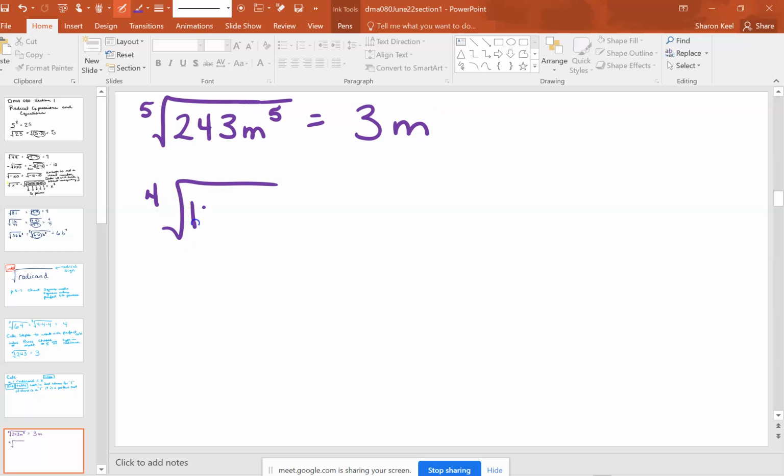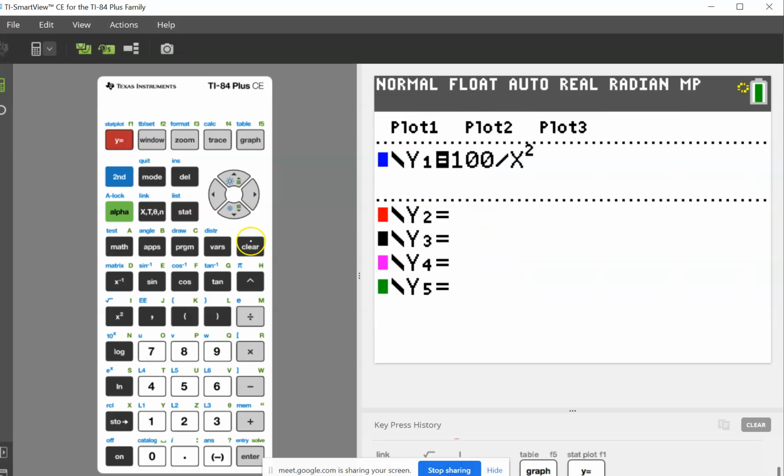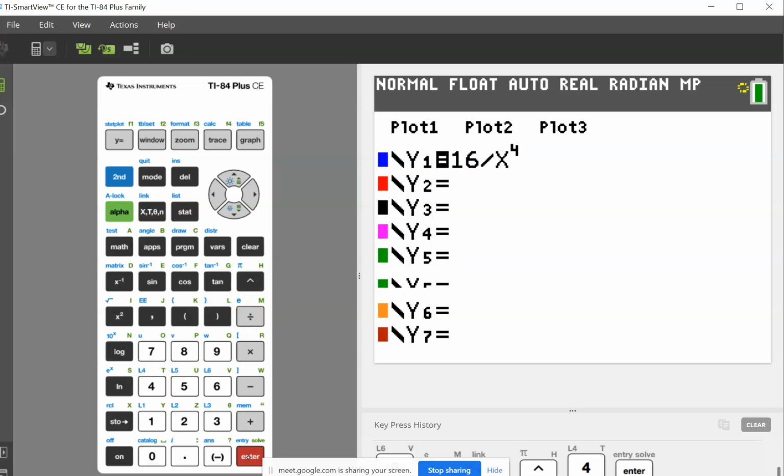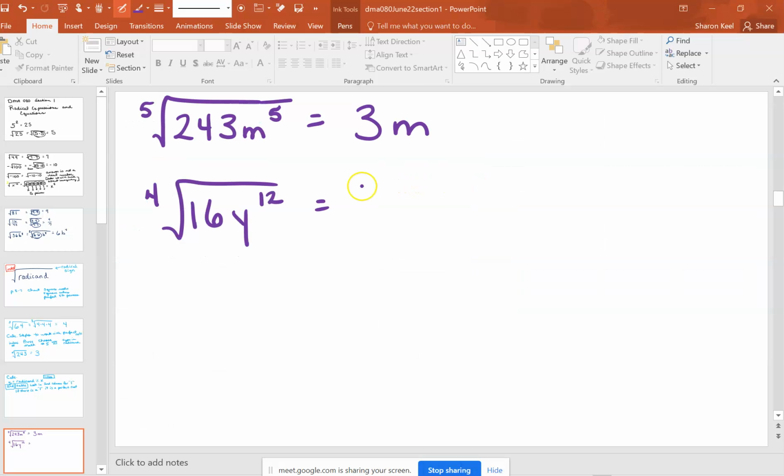Here I have the 4th root of 16y to the 12th. So I'm going to go to the calculator, go to Y equals, clear, and do 16 divided by x raised to the 4th power. I'm going to do second, table, look in the right column, and I find a 1. So it's a perfect 4th root. The answer is a 2. So the 4th root of 16 is 2. Now for the y, I'm going to say 4 goes into 12 3 times evenly. So that would be my simplified answer.